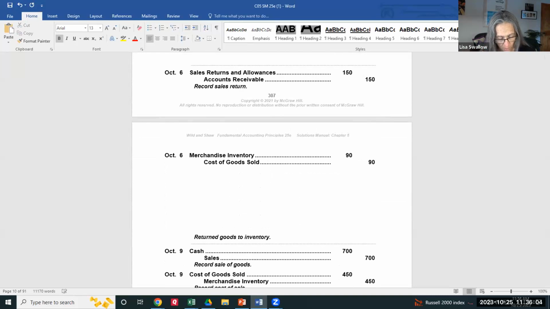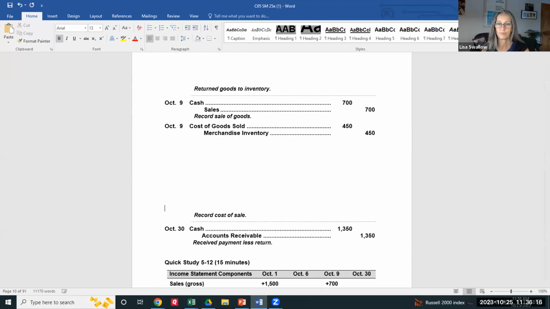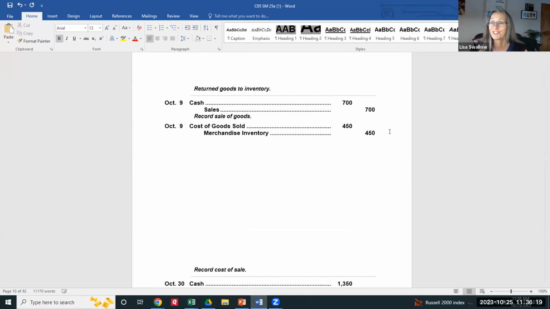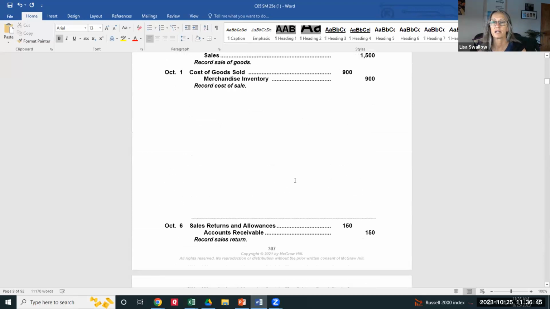Okay, then on the 9th, I sold merchandise for $700 of cash, and it cost me $450. So this time I'm not using accounts receivable. I'm actually using cash because they paid me cash. And then I had a cost of goods sold. I moved $450 of inventory out of my warehouse, so I have to credit it to decrease my asset and increase COGS. And then on the 30th, I got payment for the amount due from the October 1st sale, less the return on the 6th. So I'm going to go up here, I'm going to set up a T account.